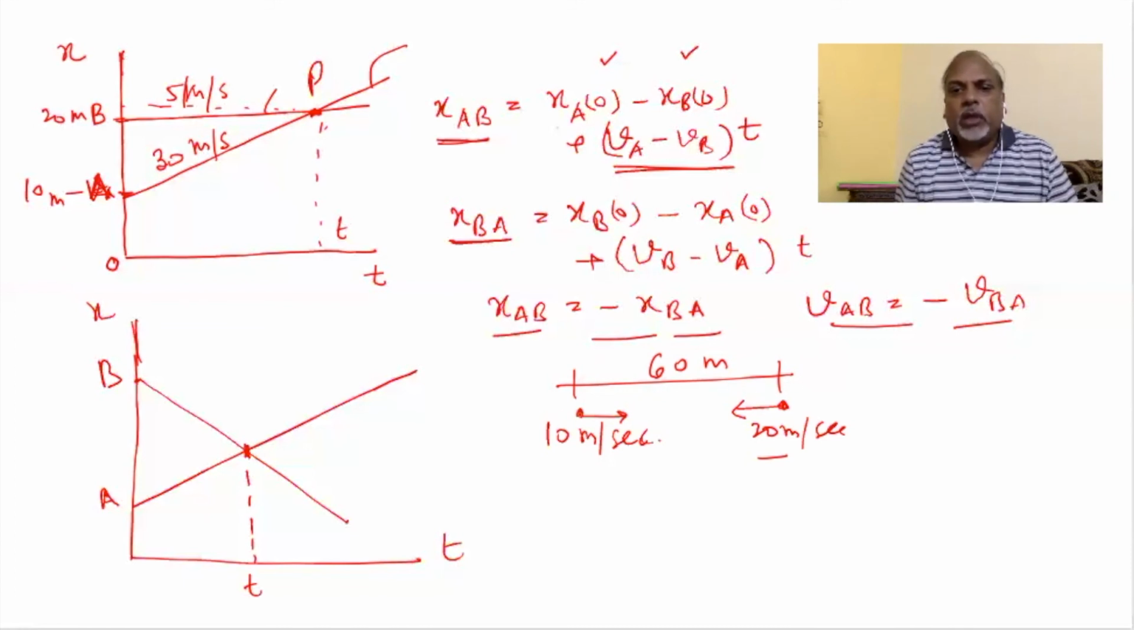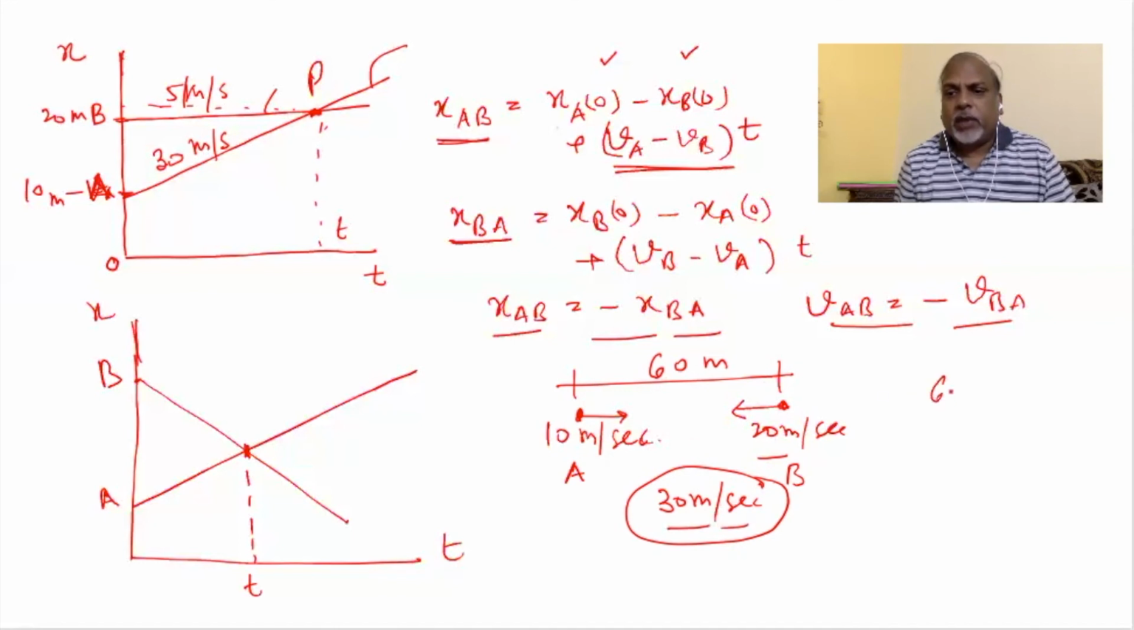What you can do is take the case of relative motion, this is B, this is A. Since they are in the opposite direction, naturally the magnitude of the relative velocity will be 30 meter per second. Relative motion means one car you assume is stationary, and now the other car is moving with the relative velocity, and this is the distance. That means it is going to be 2 seconds. It's very simple to find out.